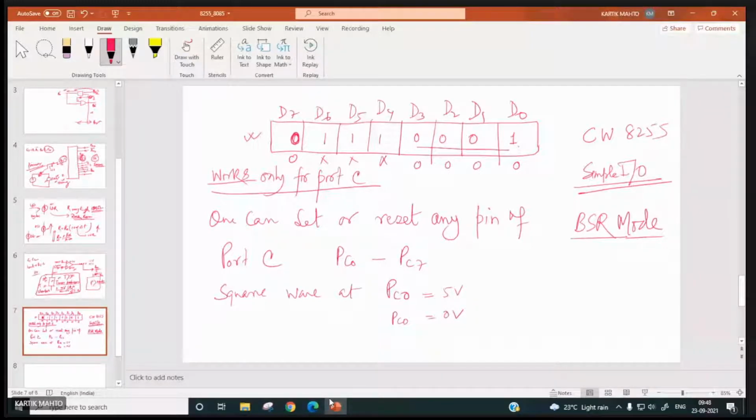Yes. So what you have to do? MVI A, 71H. Then of course OUT 83H. That is control word. Register address has to be there. So it will make PC0 equal to 5 volt. Right. Then you have to call a delay. Call delay.